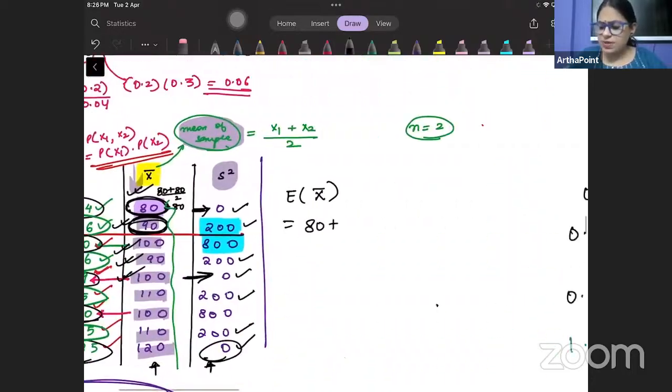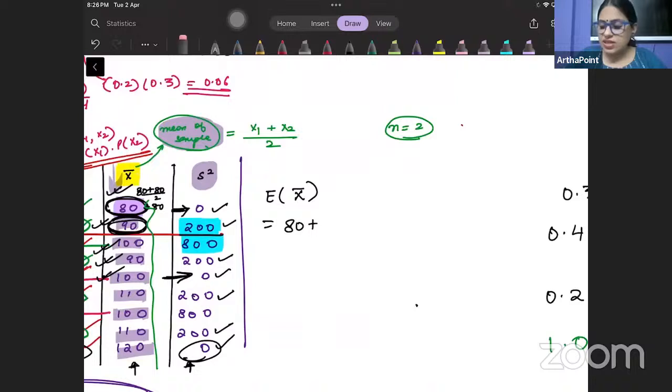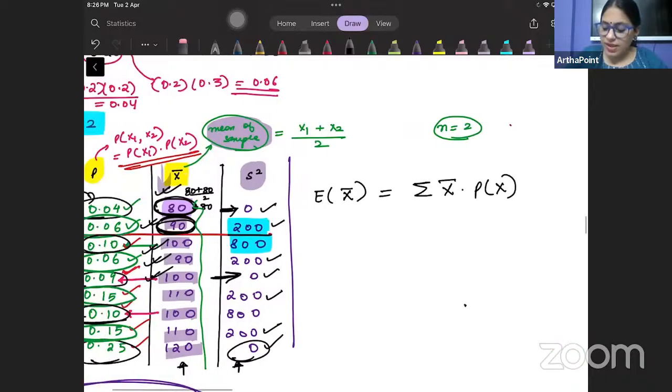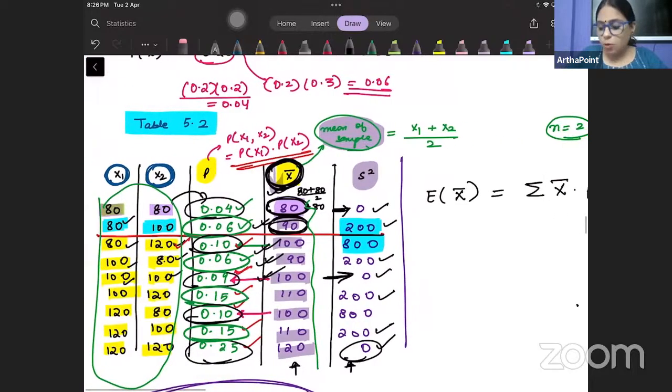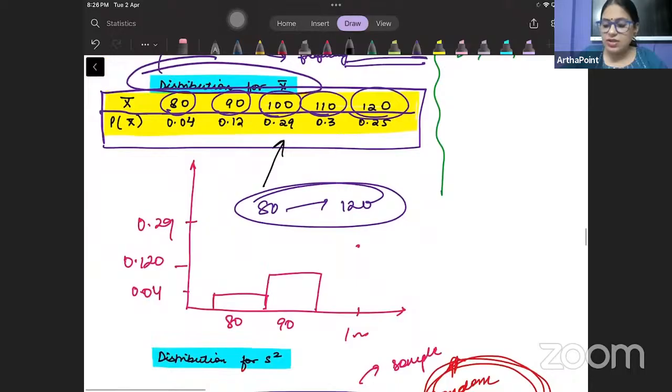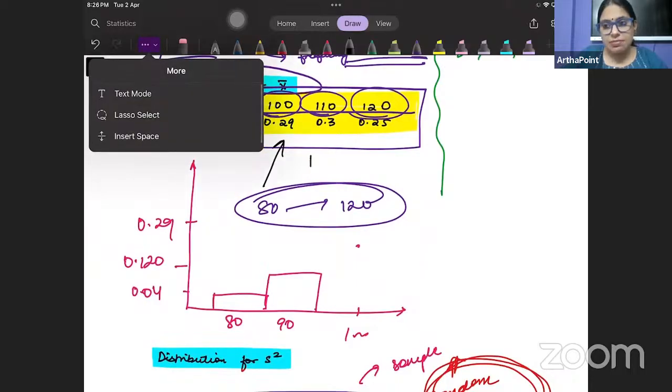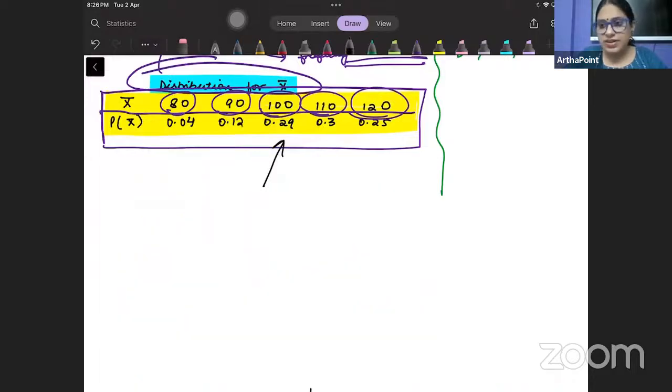How do you find expected value? एक बारी मुझे बात बताओ, कैसे निकलती है expected value? It is summation. जिस भी चीज का expected value निकालना है, multiplied with its probability. तो हमें मीन की expected value निकालनी है, तो मीन की हमने probability distribution तो पहले ही बना लिया है. हमने सारे मीन लिख लिए and corresponding to that we have written their corresponding probabilities also. So we have already written these means and their probability distributions.